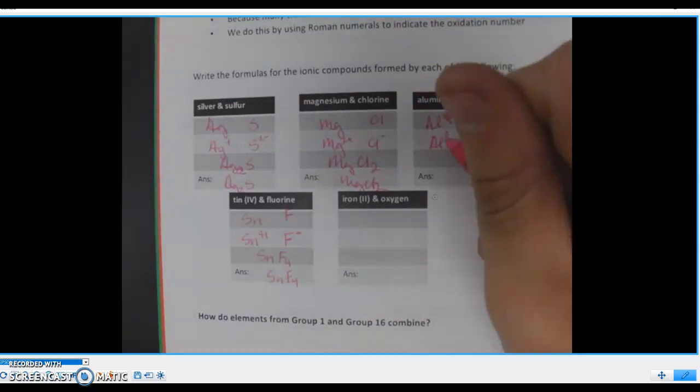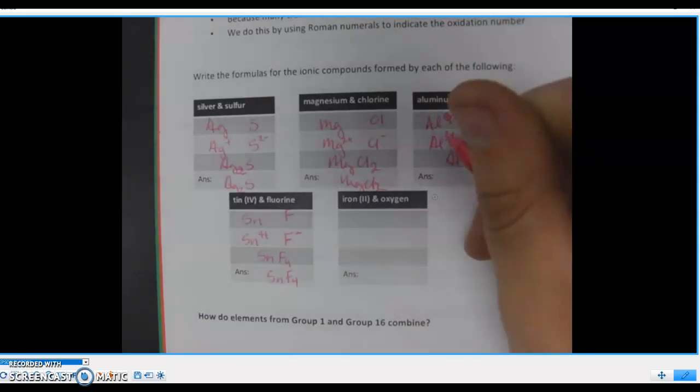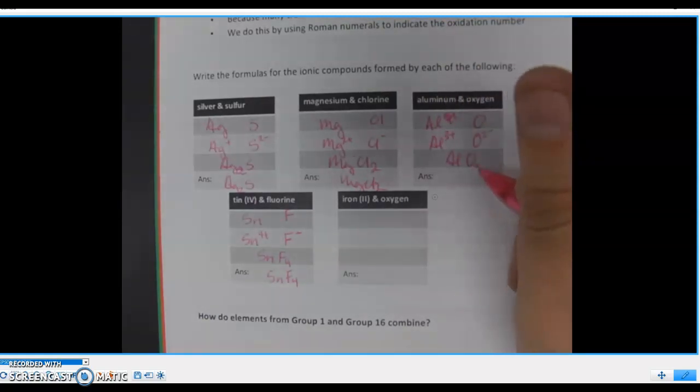Magnesium chloride. Magnesium is not a transition metal, so we don't have to say it in the name. So we have a magnesium chloride. Aluminum is a transition metal, but it's one of the 3 that we need to remember what their charge is. So aluminum is a 3+, oxygen is a 2-. So I'll take the 3 from the aluminum and make it the subscript for the oxygen, and the 2 from the oxygen and make it the subscript for the aluminum.